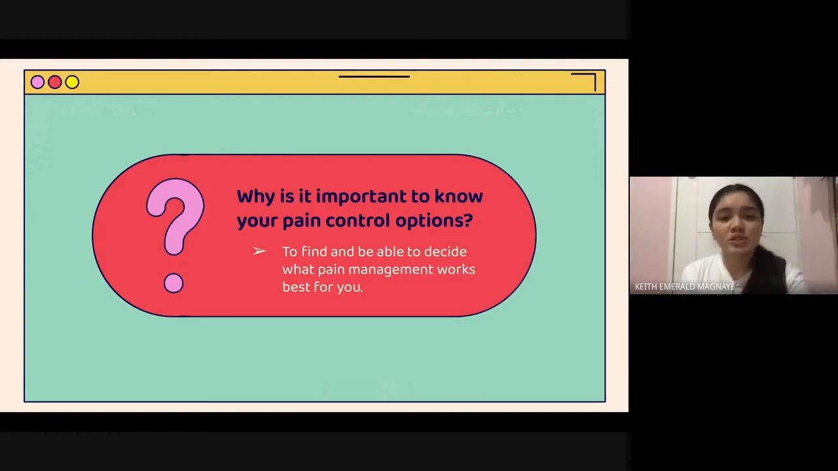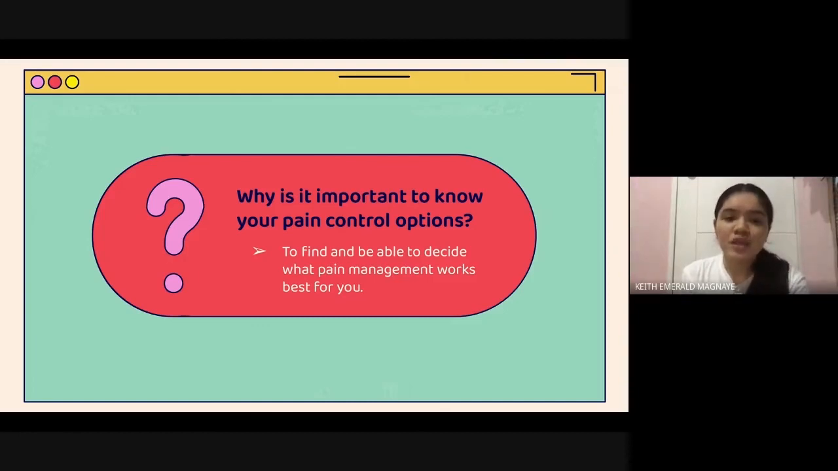Pwede po kayong magtanong sa doktor na nagmo-monitor ng pagbubuntis ninyo or kung wala naman po, pwede nyo pong konsultahin yung mga nurses and doctors po sa mga health centers or sa mga lying-in po para po magka-idea kayo sa kung ano po yung pwedeng available na pain relief options na pwede po nilang ibigay sa inyo. Pati po para malaman nyo rin kung gaano po ba ka-effective yung mga yon at kung kailan po yan dapat ibigay sa inyo.